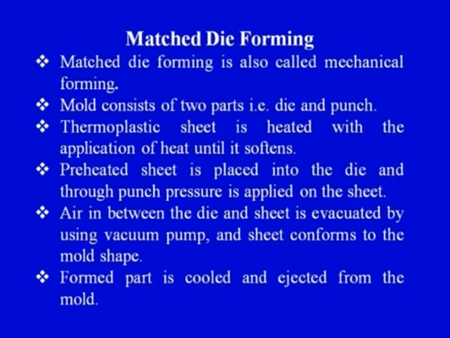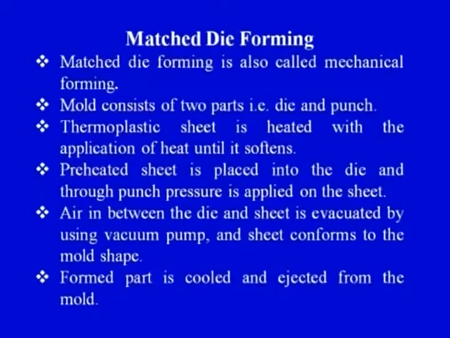The thermoplastic sheet is heated with the application of heat until it softens. This particular step is common in vacuum forming also, in pressure forming also, and in matched die forming also. So the raw material is here also in the form of a plastic sheet which is heated to a particular temperature, and under the influence of temperature it softens down. So we have a softened plastic sheet.